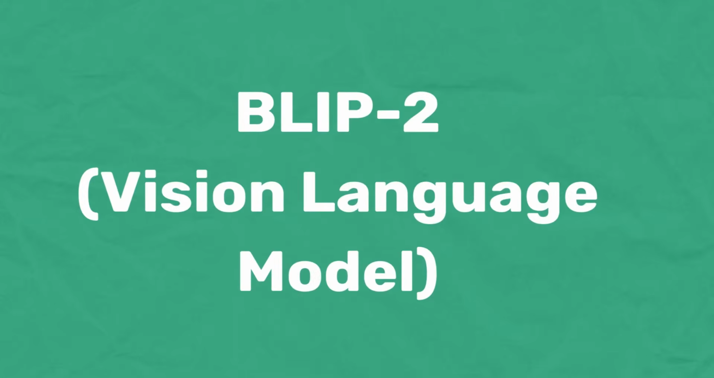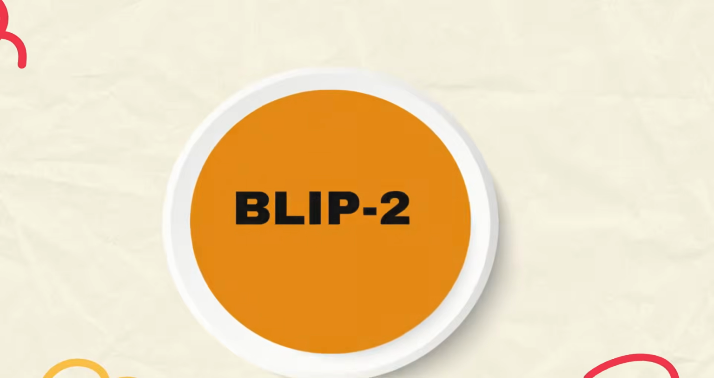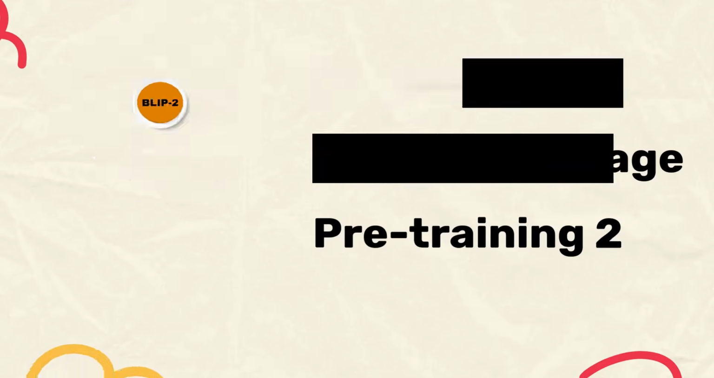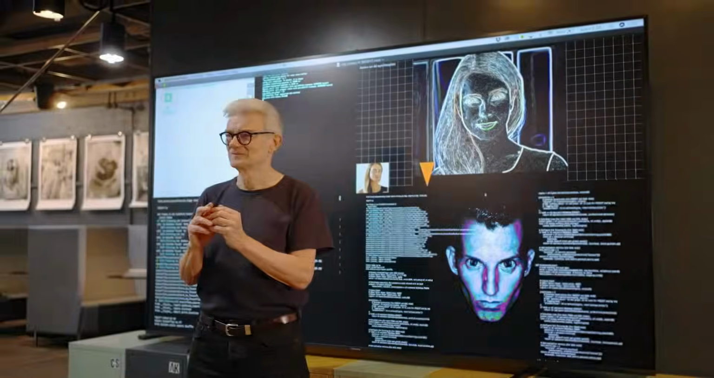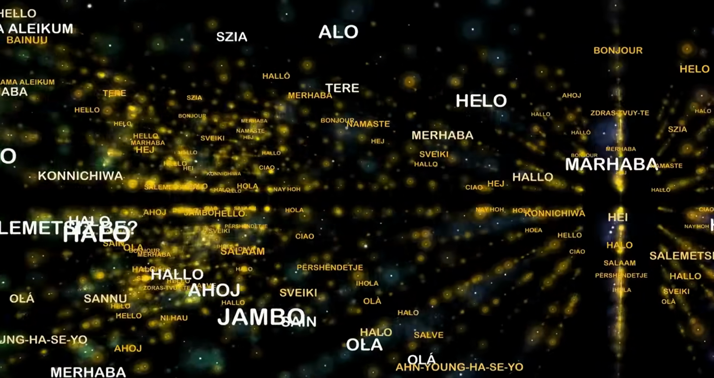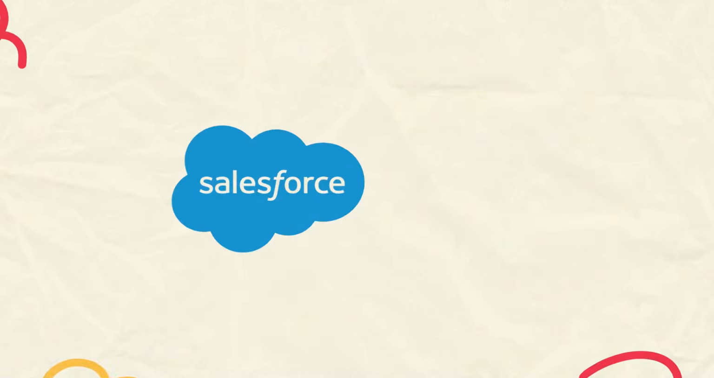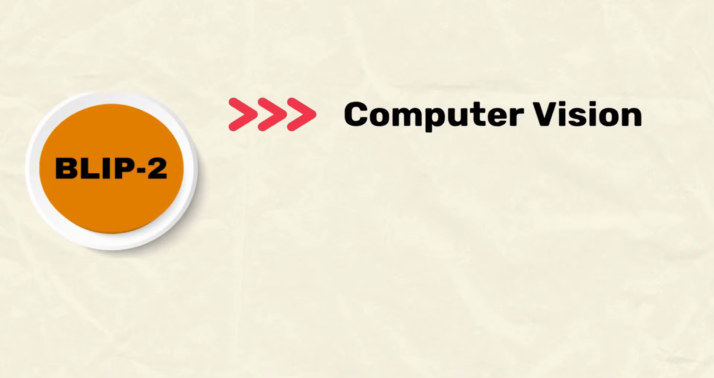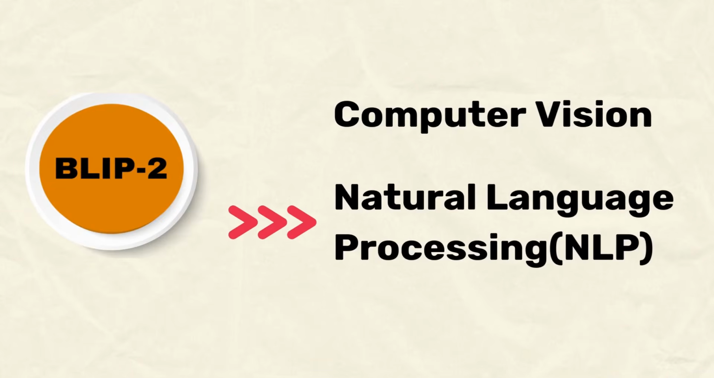In this video, we're going to be looking at the visual language model BLIP-2. BLIP-2, which stands for Bootstrapping Language-Image Pre-training 2, is a visual language model which understands both images and text. This model was developed by Salesforce and it leverages state-of-the-art techniques in computer vision and natural language processing.